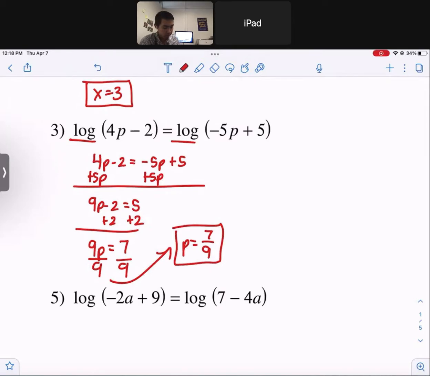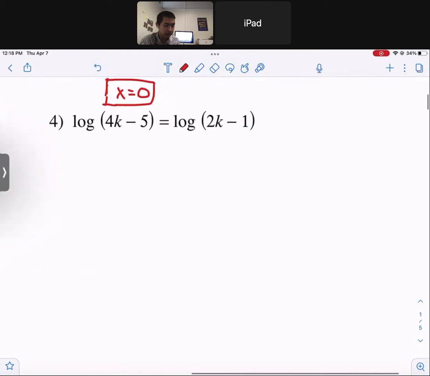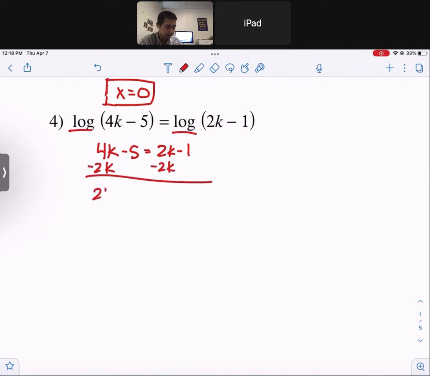Okay. Number 4, again, log equals a log, so we're going to set both of these equal to each other. And then we solve for k. I'm going to get my variables on the left-hand side, and I'm going to get my constants on the right-hand side. Divide both by 2, k is equal to 2.